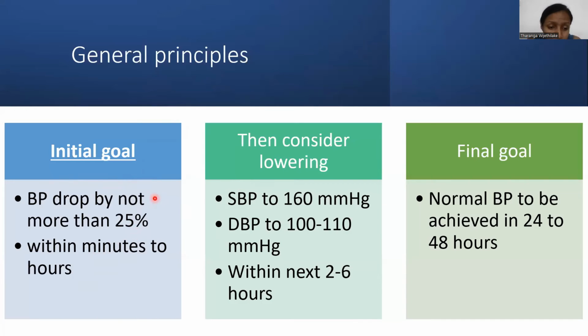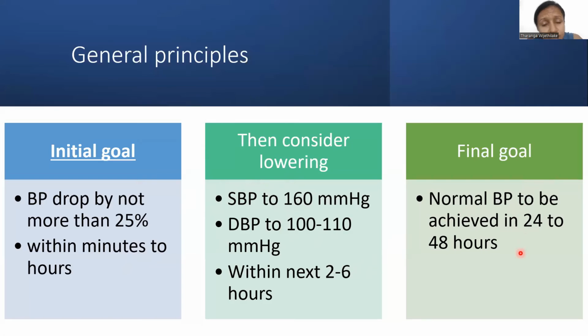So generally we get this 25% drop within the first 5 minutes up to the first hour. Then if the patient is stable, we consider lowering the systolic to 160 and diastolic to the 100 to 110 range within 2 to 6 hours. We try and normalize the blood pressure in hypertensive emergencies by about 24 up to about 48 hours.